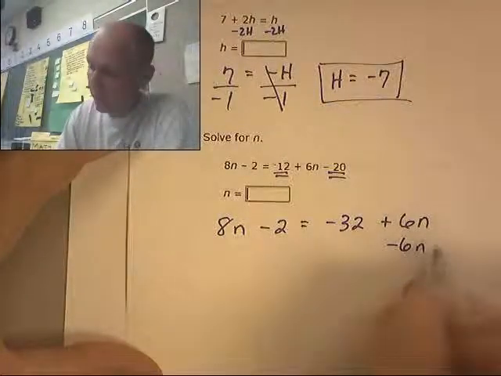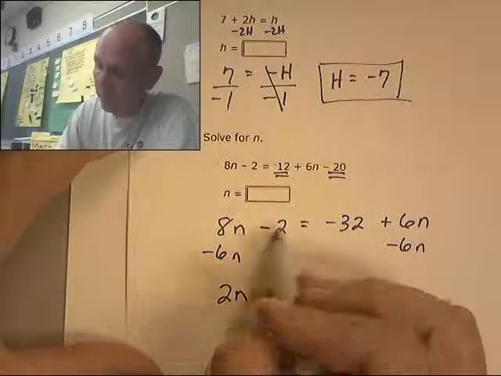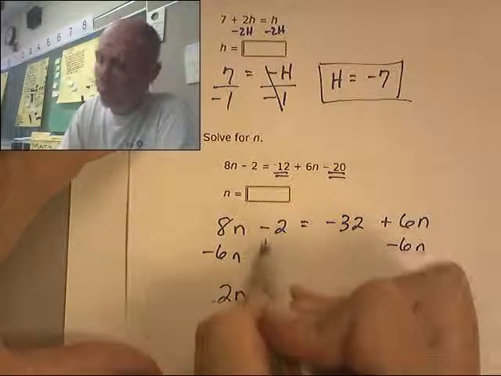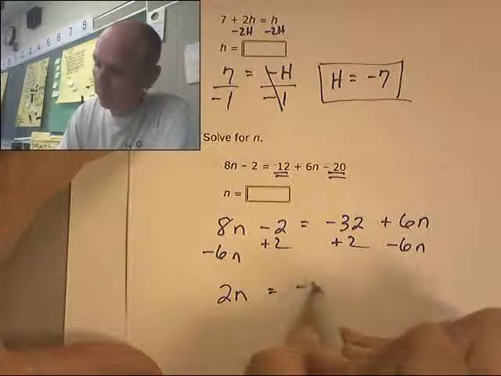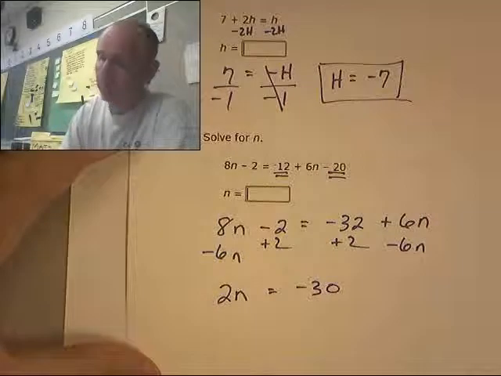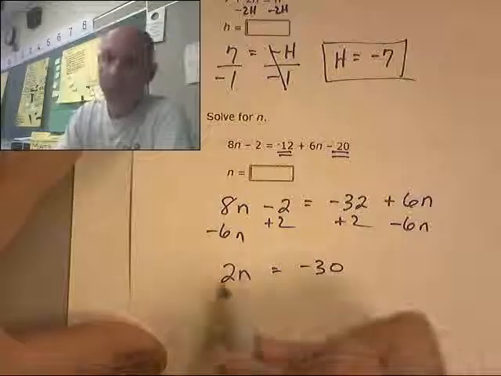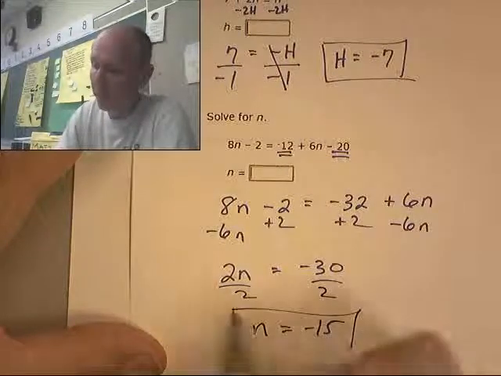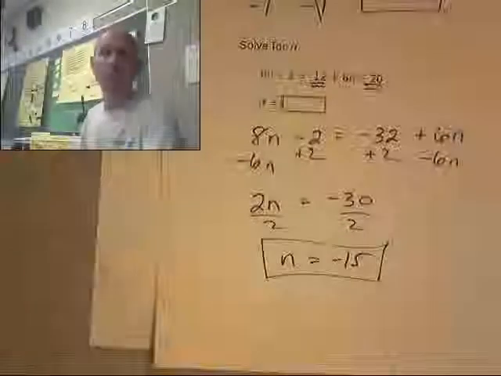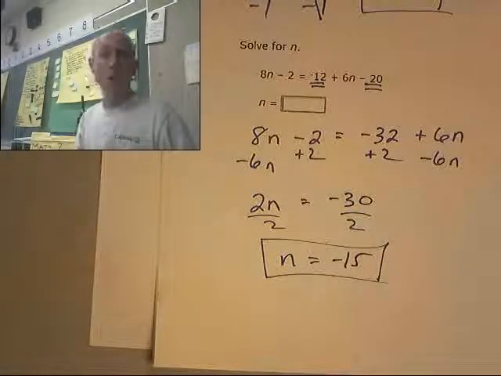Yeah, let's subtract 6n from both sides. 2n. Well, can I add 2 to both sides at the same time? 2n equals negative 30. Dividing both sides by 2, n equals negative 15. All right. That's it for that one. Go practice it.